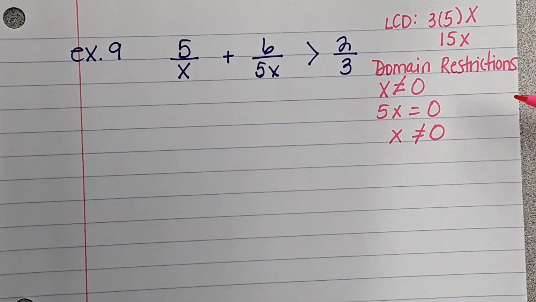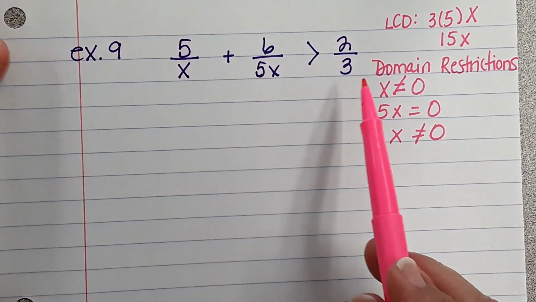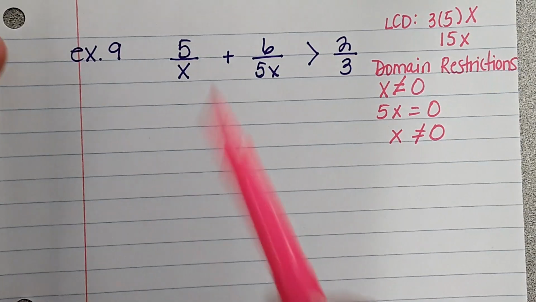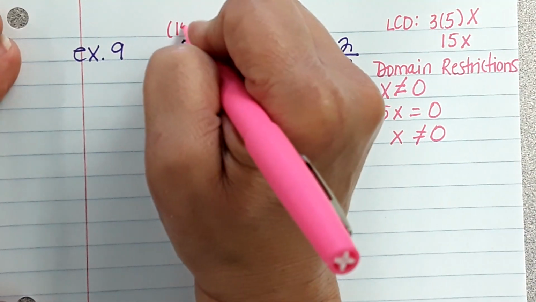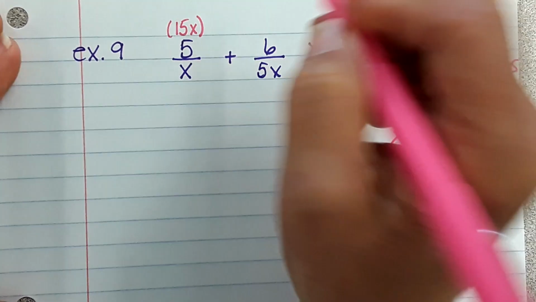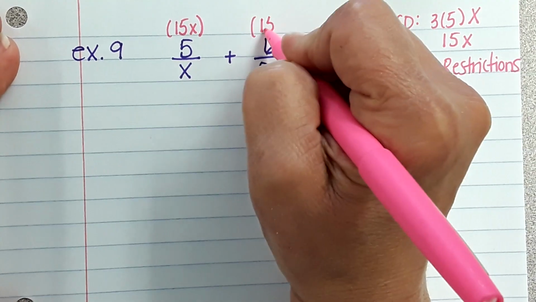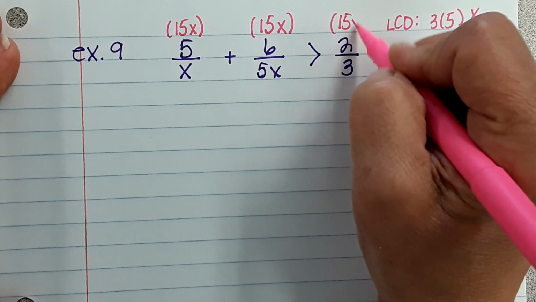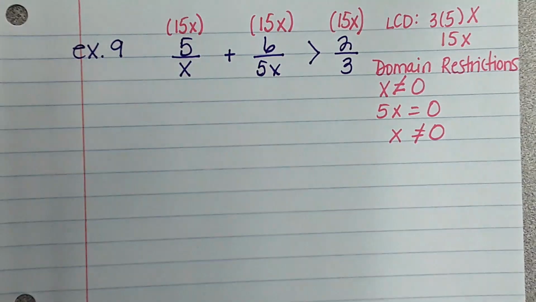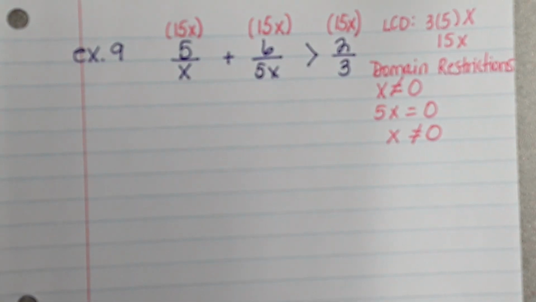Okay. Now what we're going to do is take the LCD and multiply each term in the equation, or well, I should say in the inequality, by it. So we're going to multiply this term by 15x. We're going to multiply this term by 15x. And we're going to multiply the last term by 15x. The reason we're doing that is so that we can eliminate the denominators in each one of these fractions.